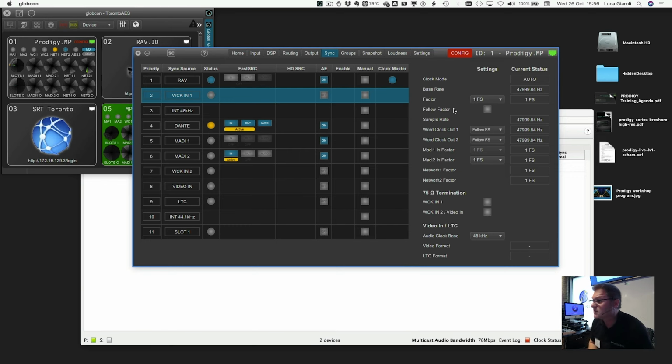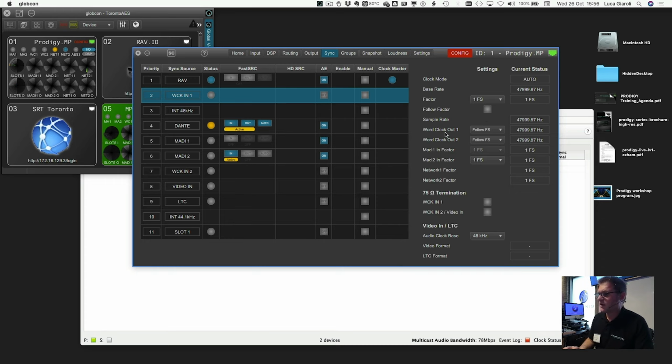So please, follow factor always off. You are allowed to turn it on only when you are using the Prodigy in studio, and by loading your Pro Tools session, it is automatically following if the Pro Tools session is 96 kilohertz, 48 kilohertz. Completely different thing. In the studio, not a problem. You can always start it over again. Not during a live festival or during a live broadcast, right? So follow factor, forget about that. It must always be off.